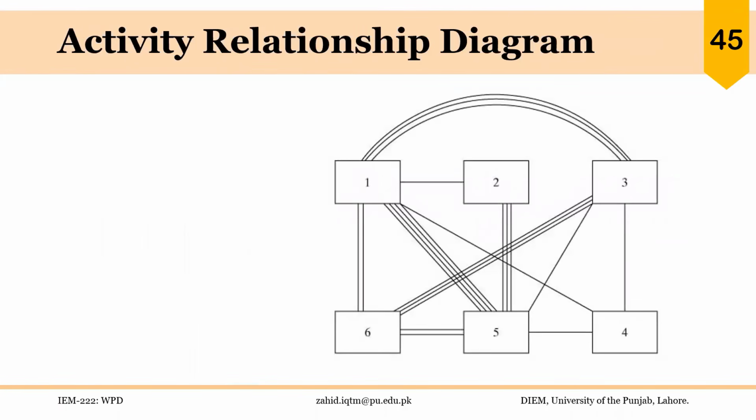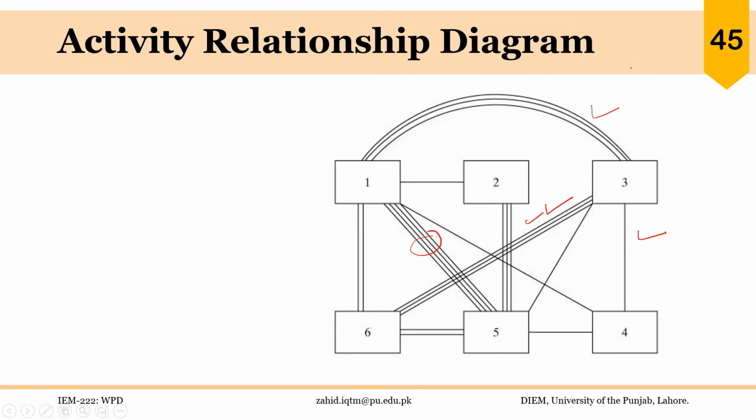Now we are having 6 departments. So if you recall, or you could cross-check from your table that the rating between 1 and 5 was A. So we have shown that using these 4 lines. And there was a rating of U, unimportant, between department 2 and 3. So there is no line between department 2 and 3. And there was a rating of O between department 3 and 4. So that is shown using 1 line. A rating of E is shown using 3 lines, and so on.